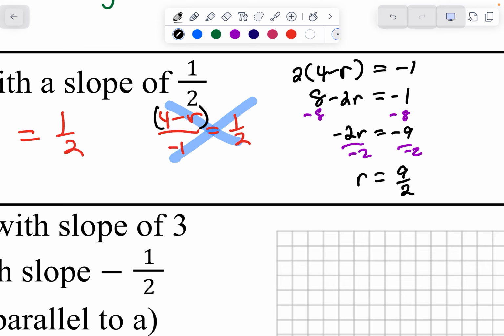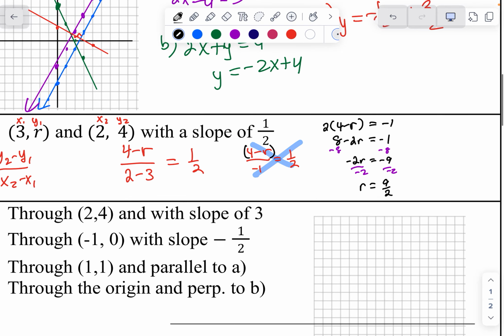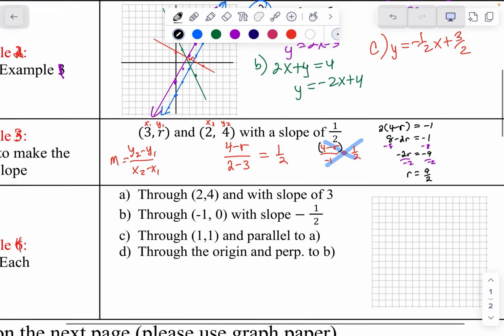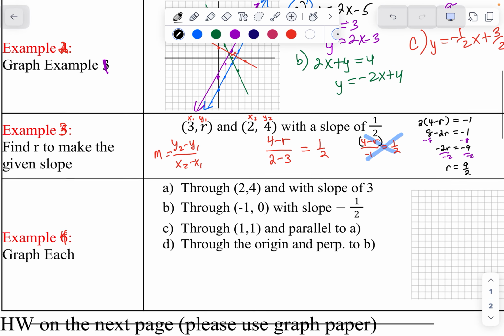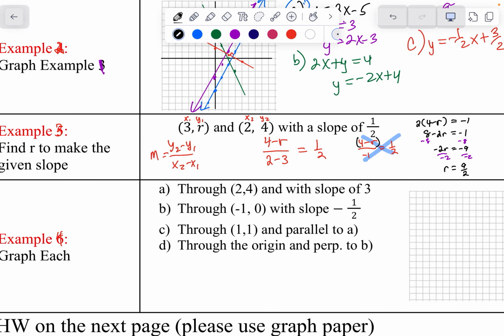Does everybody see how we did that? See the left side? Huh? Can I see the whole thing? Oh, yeah, definitely. Let me scooch out here. So we're going to find r to make the given slope of 1/2. Can you see it at that tiny, or do you want me to zoom in a little bit? No, I see it. Okay.